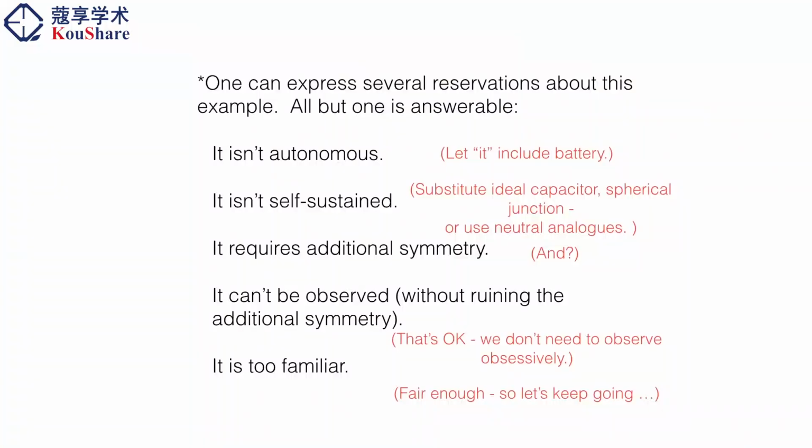However, there's one reservation which is very well-founded, which is that this system is too familiar. We've known about the Josephson effect for a long time. And yes, it's interesting to observe that it breaks time translation symmetry. But in some sense, it's a repackaging of things we already knew. We want examples that are different, that are new states of matter, not the Josephson effect, not things that are so similar to things we've known before. So let's keep going.